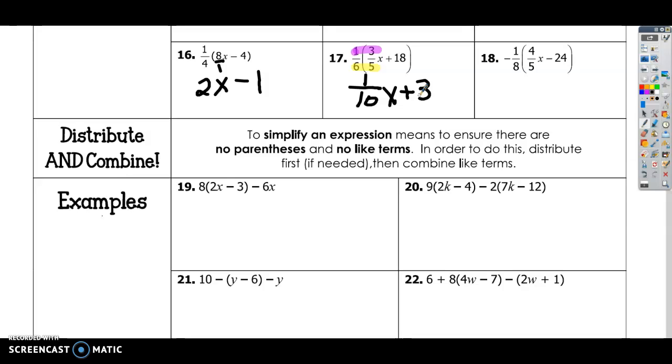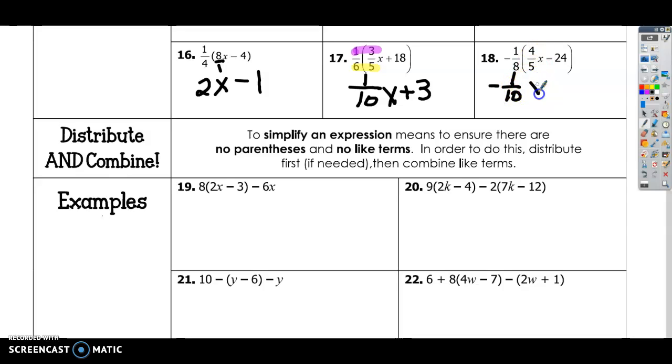All right, let's look at number 18. You've got a negative times a positive, so go ahead and bring your negative down. You've got 1 times 4, which is 4. And then 8 times 5 is 40. And again, 4 divided by 40 is 1/10.